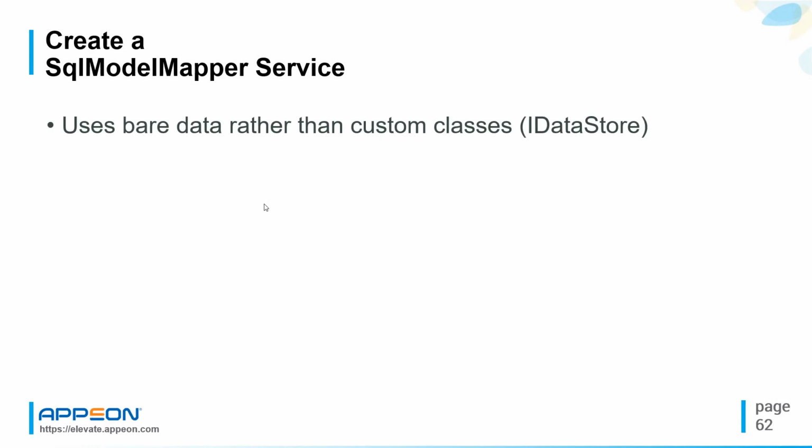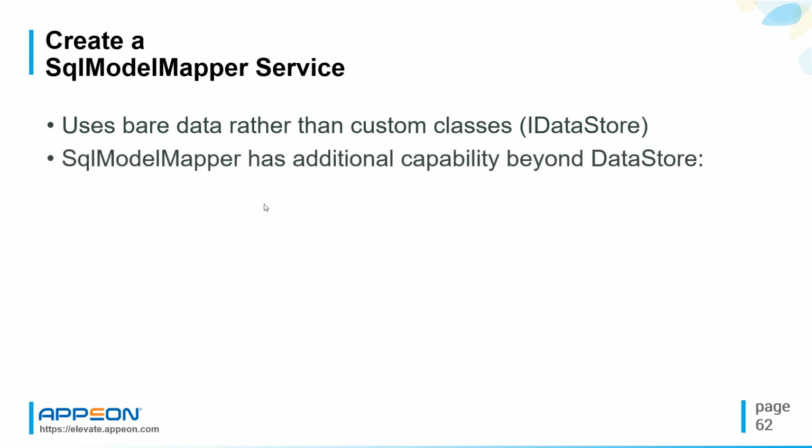The SQL Model Mapper uses bare data classes rather than custom classes like iDataStore. And like I said, it has additional capabilities. So it supports complex implicit transactions. You can basically chain together several different updates and then commit or roll them back as a group. You can have nested models.